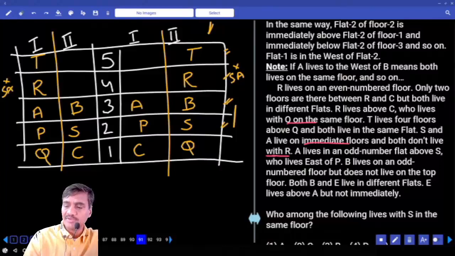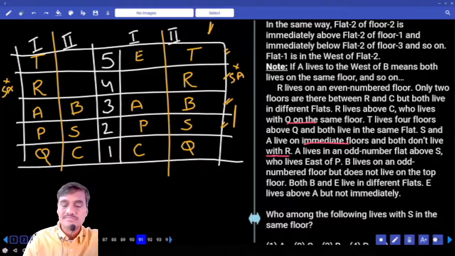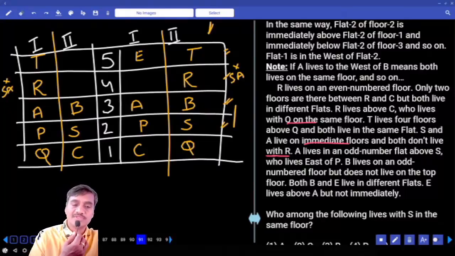E lives above A but not immediately. Hence where should this E be? E must be here. E lives above A. Is it fitting? Now in this case E lives above A. Is it possible here? Not possible. Hence the first case is invalid.